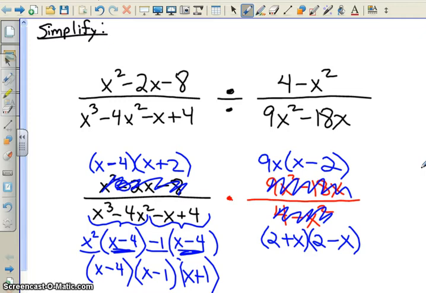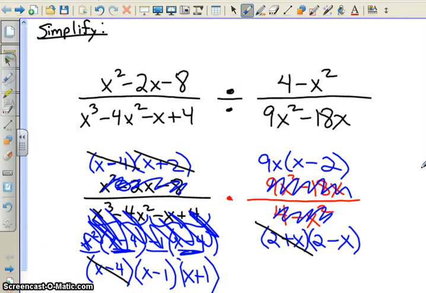And now I believe we are all factored out, and now we can just cancel numerators and denominators that are the same. x plus 2, boop, boop, with 2 plus x. x minus 4 in the first fraction, boop, boop. And the last thing we can cancel, x minus 2 and 2 minus x, boop, boop, negative 1. And whatever's left over is our answer. So we have a negative 9x in the numerator, and x minus 1, x plus 1 in the denominator.